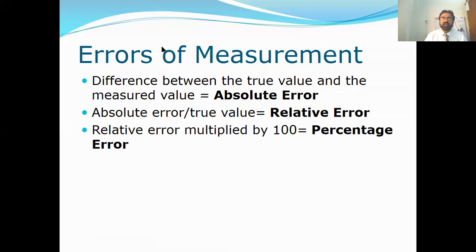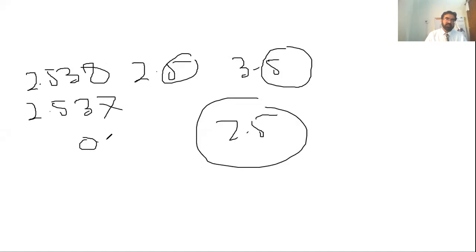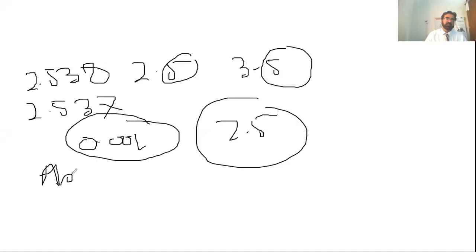The difference between the true value and the measured value is called absolute error. The difference between the true value and the measured value is called absolute error. For example, if the true value is 2.538 and your measured value comes out 2.537, there is a difference of 0.001, and this is called an absolute error.